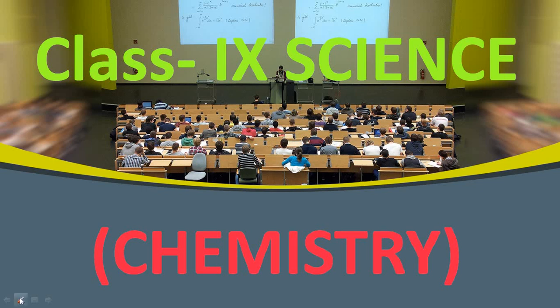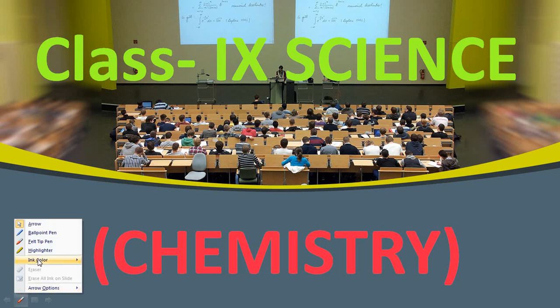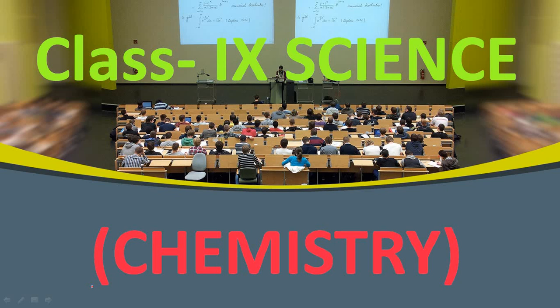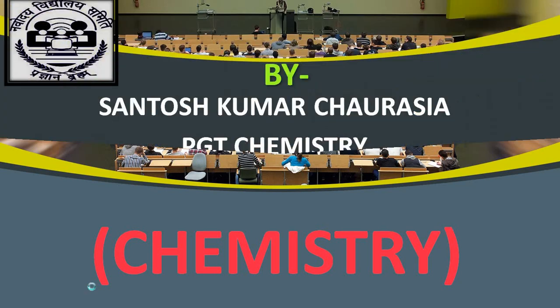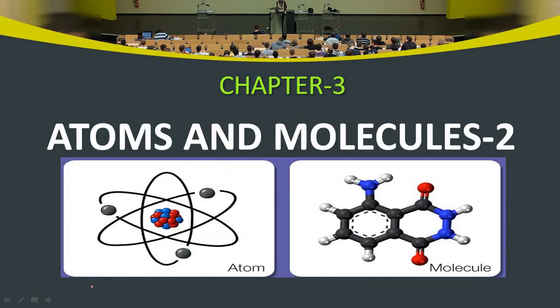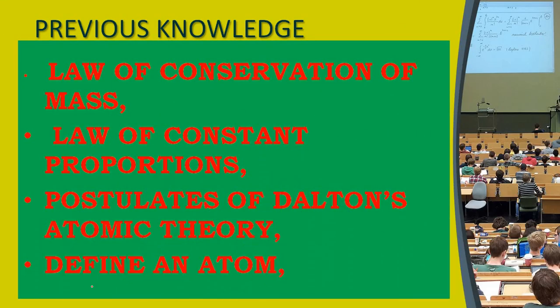I again welcome all of you to my chemistry class, class 9th, chapter number 3, Atoms and Molecules. In the very first chapter we discussed what the law of conservation of mass is. हमने देखा वहाँ पर कि mass cannot be created nor be destroyed. The second law we saw was the law of constant proportion.